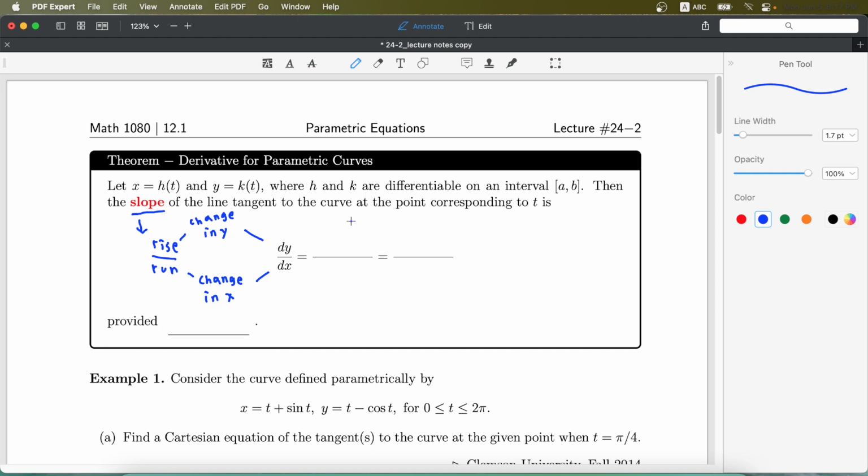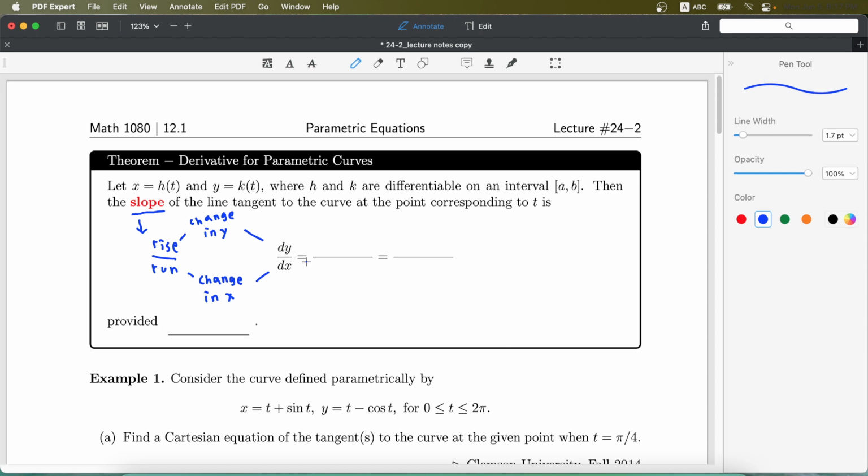Now notice that if possible, you can eliminate the parameter to get an equation in x and y only, and then you can find dy over dx by taking the derivative of y with respect to x. However, we mentioned previously, sometimes it's not possible to eliminate the parameter. In that case, how do we find dy over dx? The idea is to treat dy over dx as a fraction.